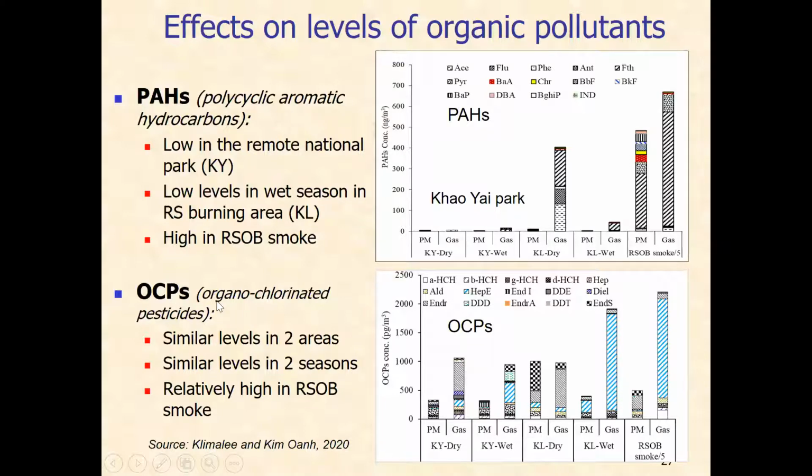So for OCP, OCP stands for organochlorine pesticide. These are compounds that many of them are carcinogenic. So we also measured it in ambient air of these two areas. We actually could not find a difference between OCP level during dry or wet season, or between Khao Yai Park and the Khlong Luang area, the level is more or less the same. So it says that, okay, rice straw open burning is not the key contributor for OCP. However, we find quite a high level in the smoke. It may actually be re-emitted pesticide, because it was already applied previously in the paddy field. And then when we have open burning, the heat makes it re-emitted.